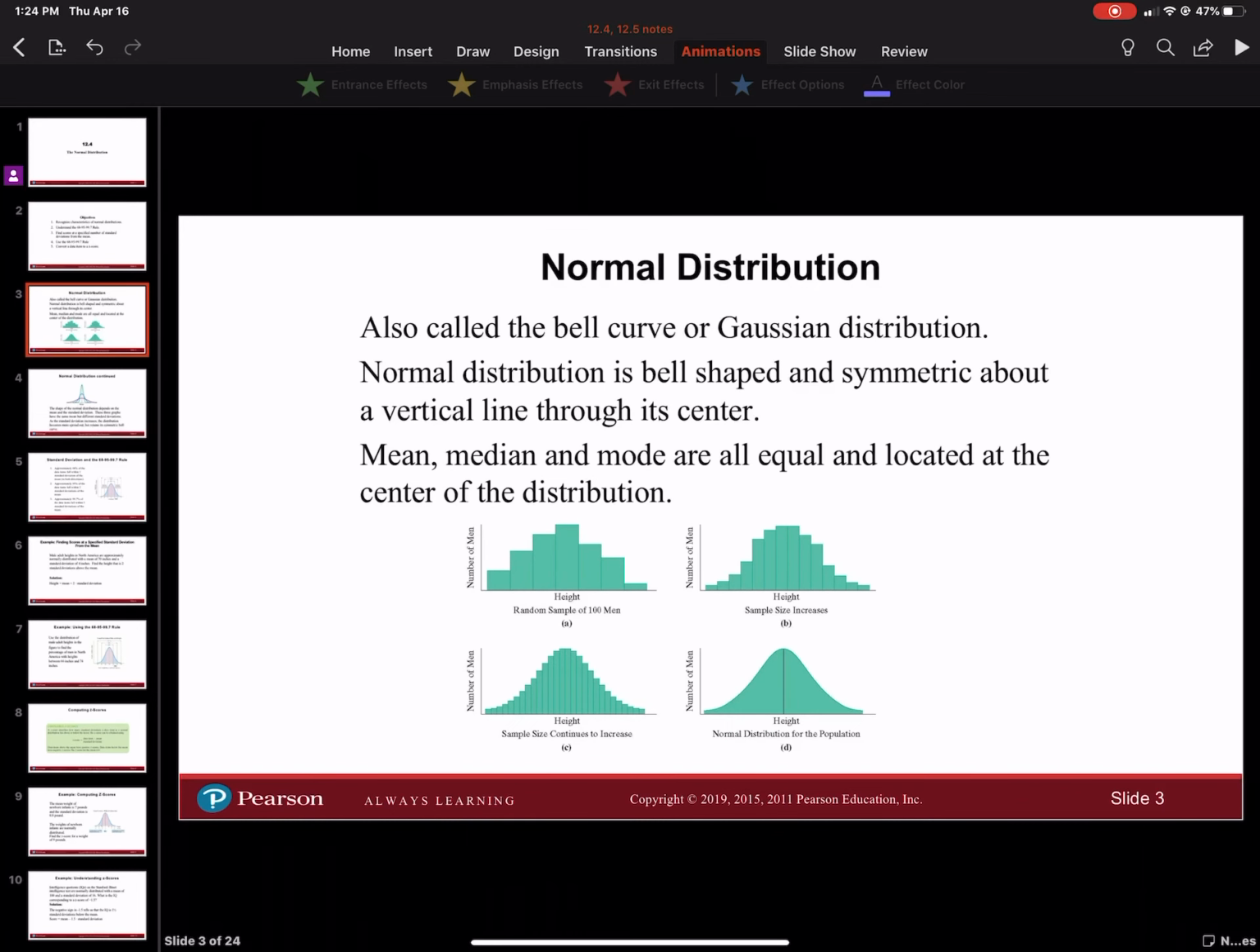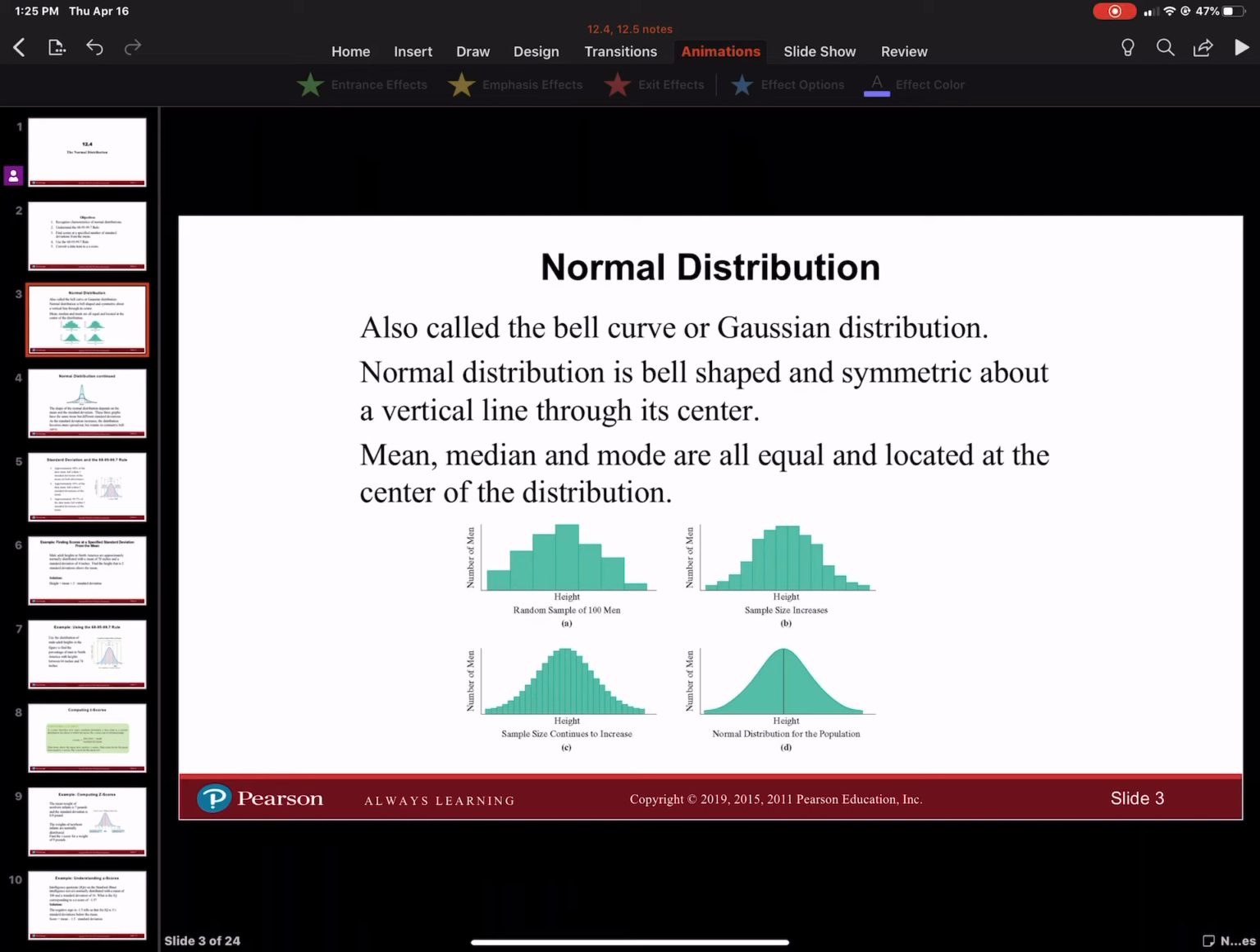So let's look at what normal distributions are. Normal distributions are also called bell curves or Gaussian distributions. A normal distribution is bell-shaped and symmetric about a vertical line through its center. So the mean, median, and mode are all equal and are located in the center of the distribution.